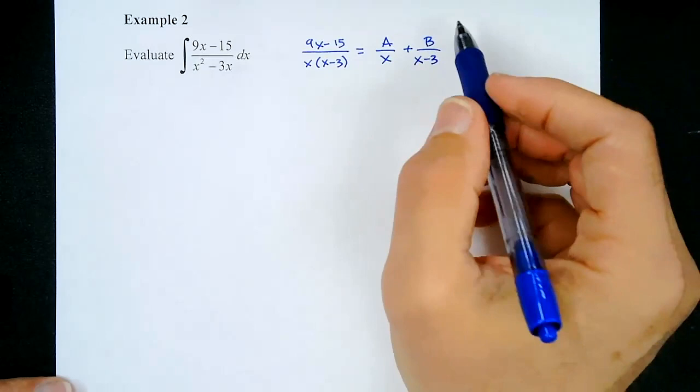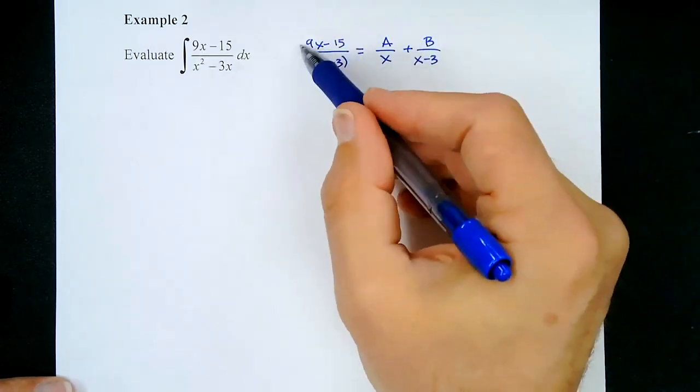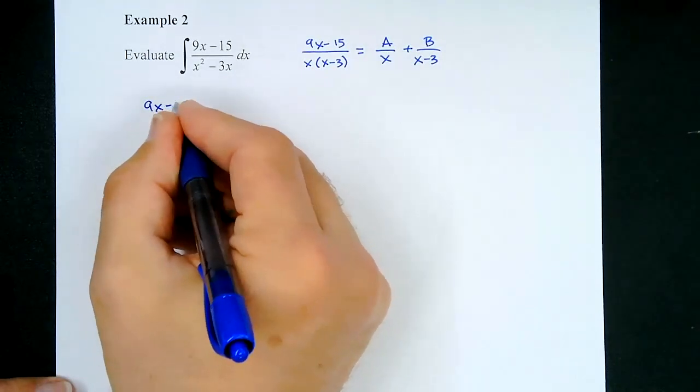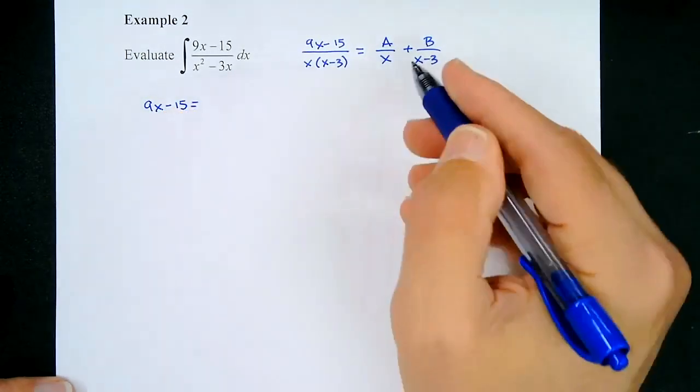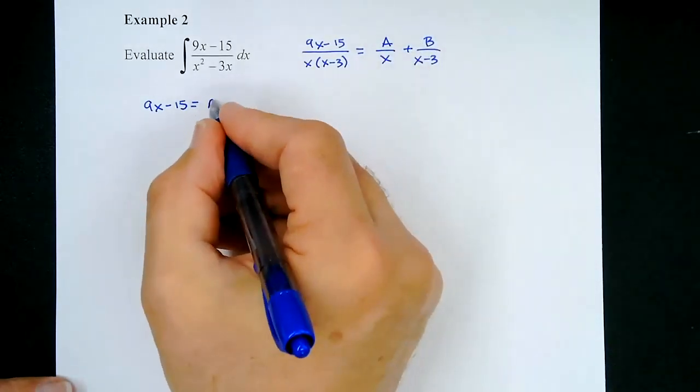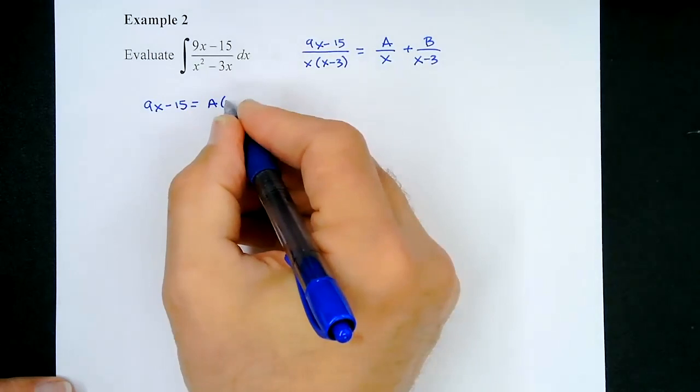And then we're going to multiply to clear out our denominators. So we're going to be left with this 9x minus 15 equals, when I multiply this first fraction by x times x minus 3, the x's are going to cancel, and I'd be left with A times x minus 3.